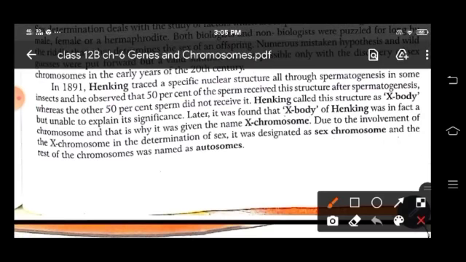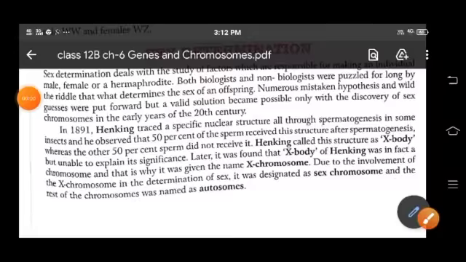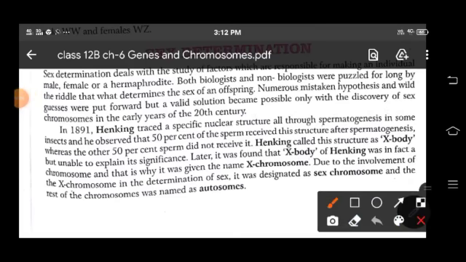Later it was found that the X-body was in fact a chromosome, that is why it was given the name X chromosome. So due to the involvement of the X chromosome in sex determination, it was designated as a sex chromosome and the rest of the chromosomes were named autosomes.